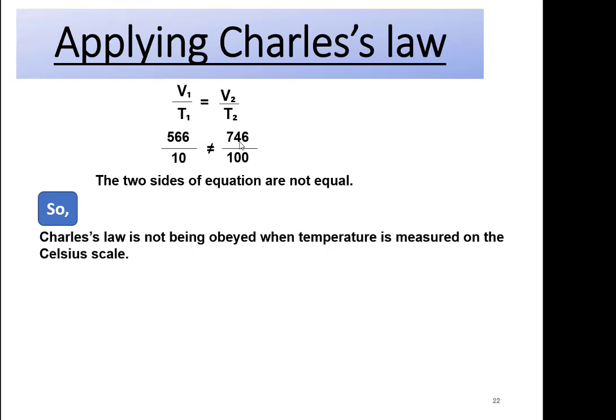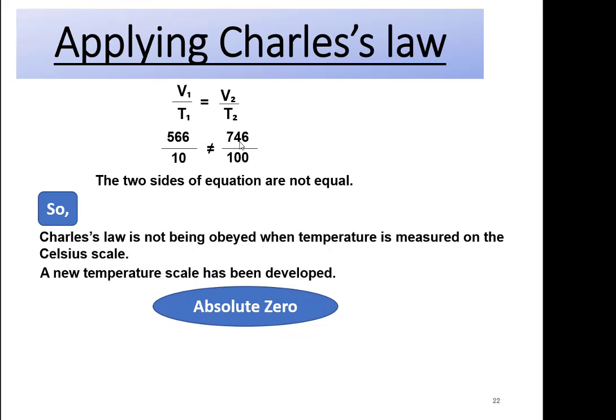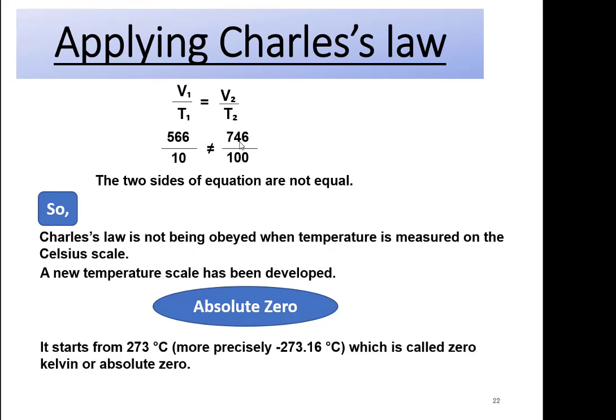If temperature is taken in Celsius scale and Charles's law is not verified, then what should we do? We need a new temperature scale. So a new temperature scale has been developed. What is the new temperature scale? The new temperature scale is Kelvin scale, or it is also called absolute zero. And this Kelvin scale, or absolute zero, starts from minus 273 degrees centigrade, more precisely minus 273.16 degrees centigrade, which is called 0 Kelvin or absolute zero. This Kelvin scale is used for applying Charles's law.